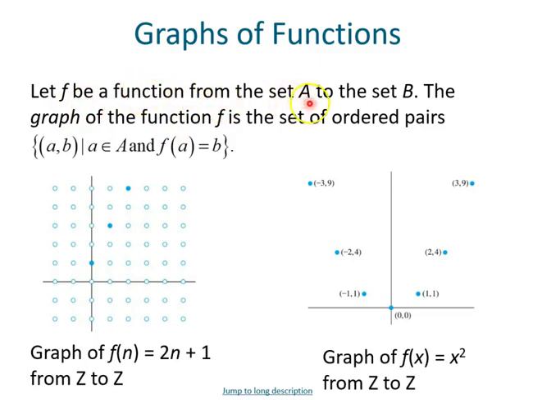Let f be a function from a set A to a set B. The graph of the function f is the set of all ordered pairs (a, b) such that a is in A and f of a is equal to b. It is ordered pairs (a, f(a)). This is the graph of the function f of n equals n plus 1 from Z to Z. And this is the graph of the function f of x equals x squared, which is by definition from Z to Z.